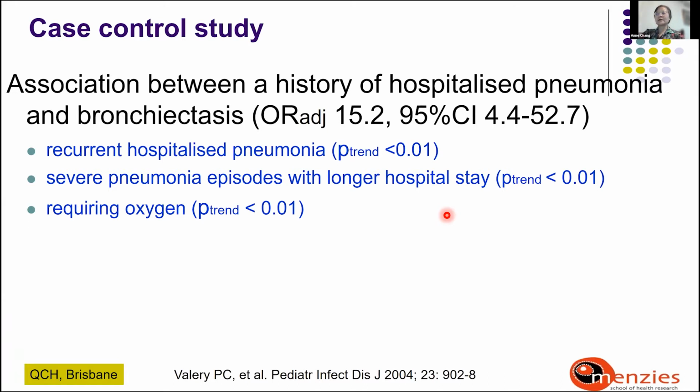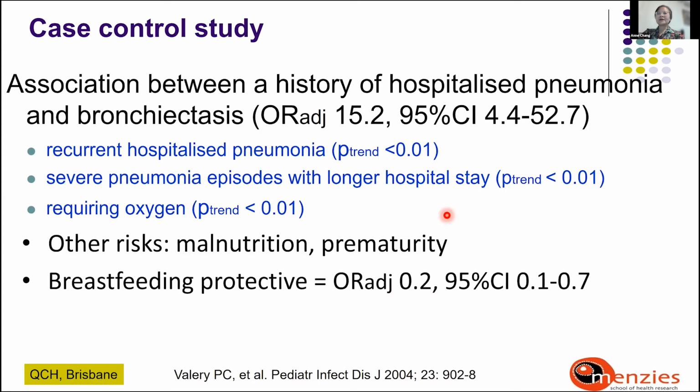This is a case-control study done by Patricia Valerie, and she found that recurrent hospitalized pneumonia is a significant predictor, up to 15.2 in the adjusted odds ratio. And the more severe the pneumonia and the longer the hospital stay, the more likely you are to also be found to have bronchiectasis. The protective factor was breastfeeding, and the risk factors were malnutrition and prematurity.